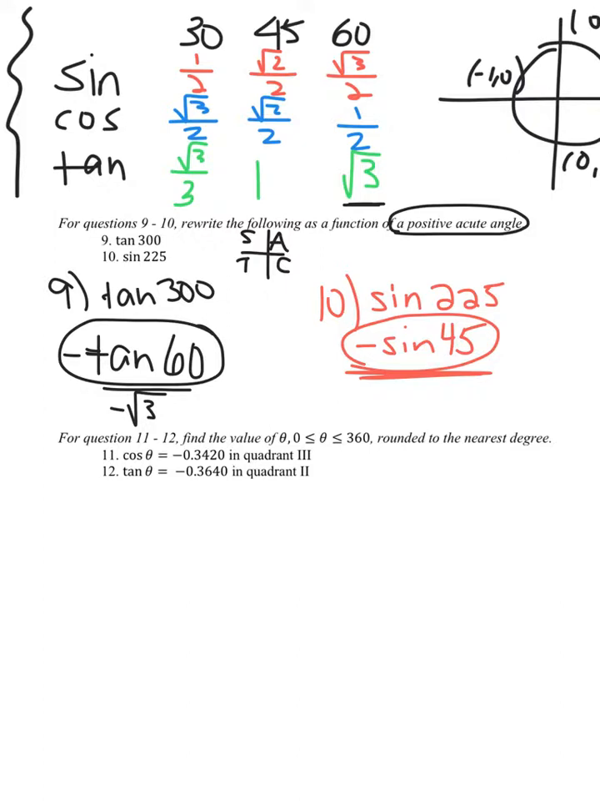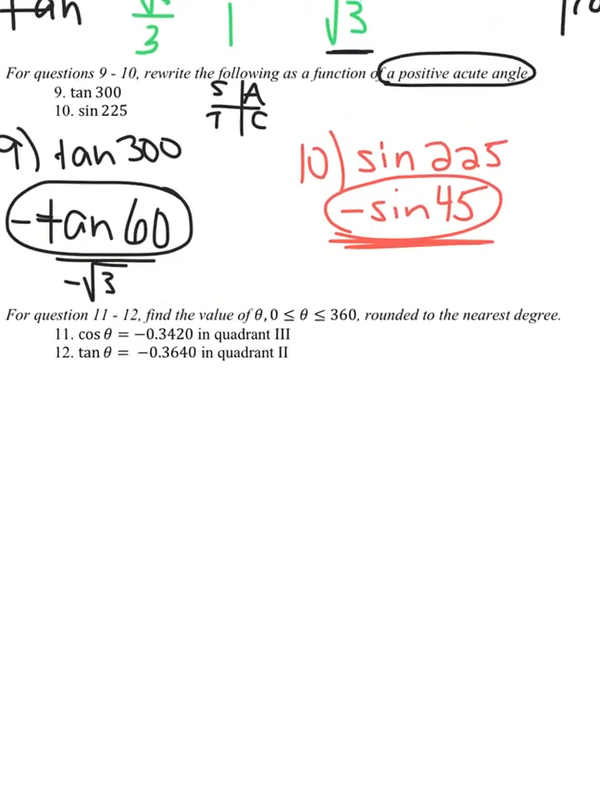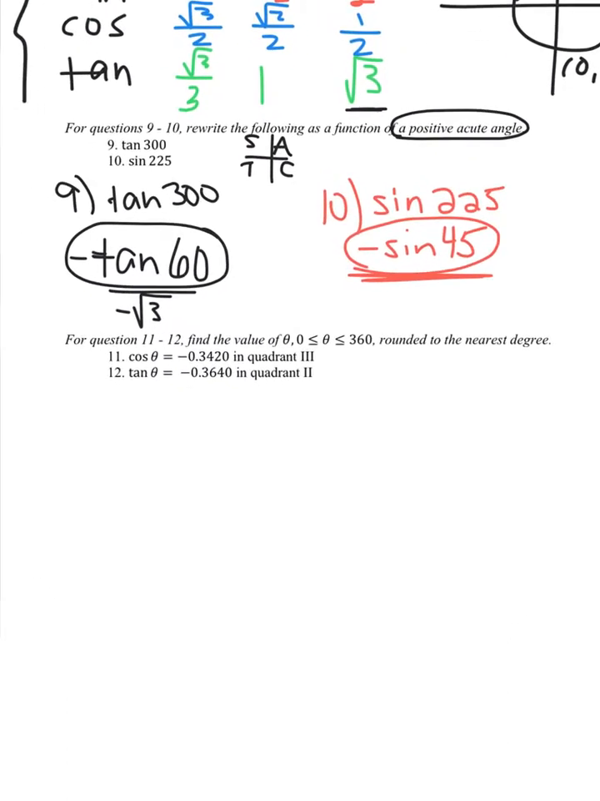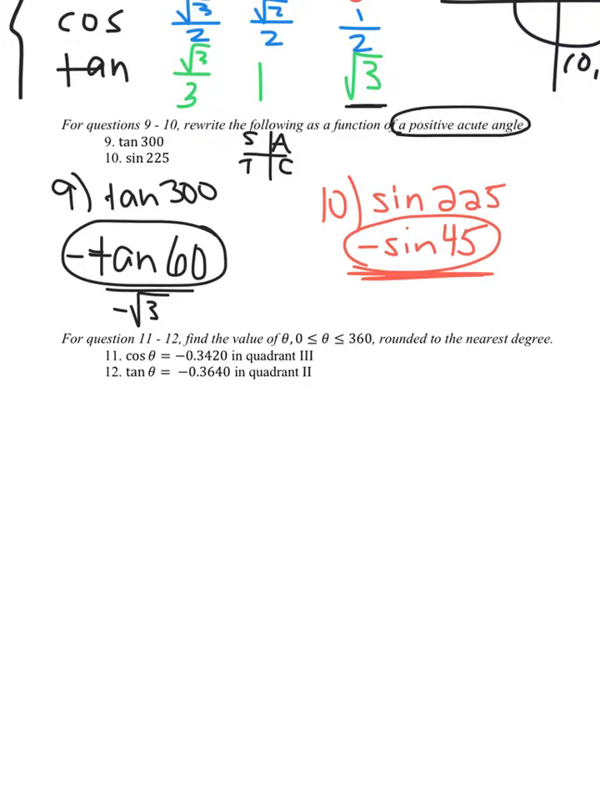Okay? And then this last part down here for 11 and 12. For number 11, if you remember, if you're looking for the degree of your angle, you need to do the inverse function. So in your calculator, you would press second, then cosine of negative 0.3420. So it would look like this: inverse cosine of negative 0.3420.